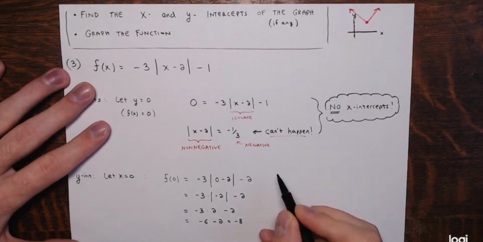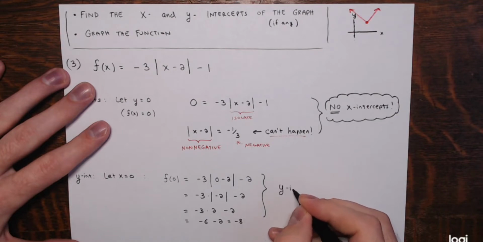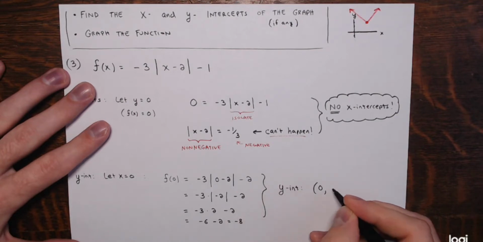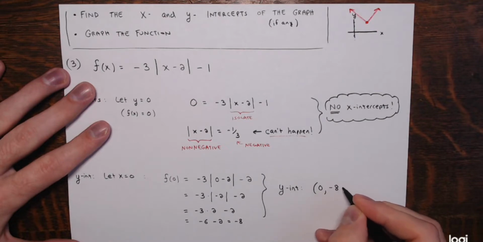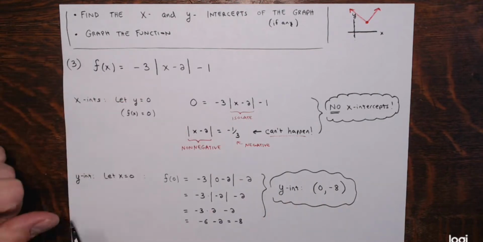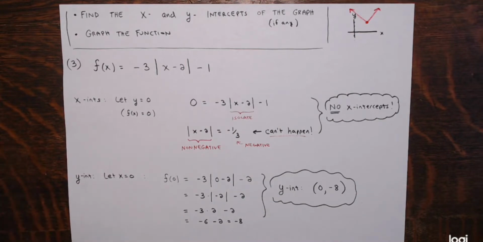So from all this here, the y-intercept is the point 0 for x, negative 8 for y. All right, and I'll plot that when we go to graph the function. Right. But now let me talk about graphing the function.